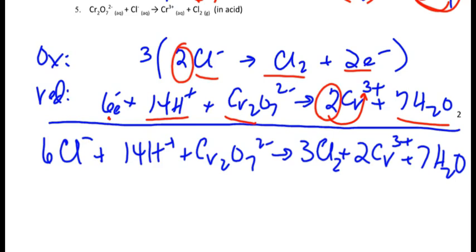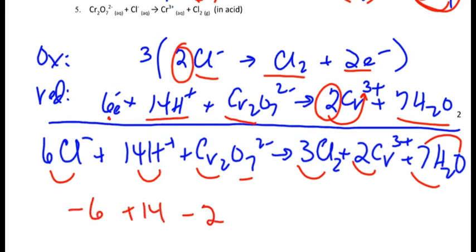So I got 6 chlorides plus 14 H plus 1 dichromate makes 2 chlorine, diatomic elements there, 2 chromium ions and 7 waters. Again, if we wanted to check this, I have 6 chlorines, 6 chlorines. I have 14 hydrogens, 14 hydrogens, 2 chromiums, 2 chromiums, 7 oxygens, 7 oxygens. As far as the charge goes, I have minus 6 plus 14 minus 2, and that equals a plus 6. Over here, I have 0 plus 6 plus 0 for a plus 6.